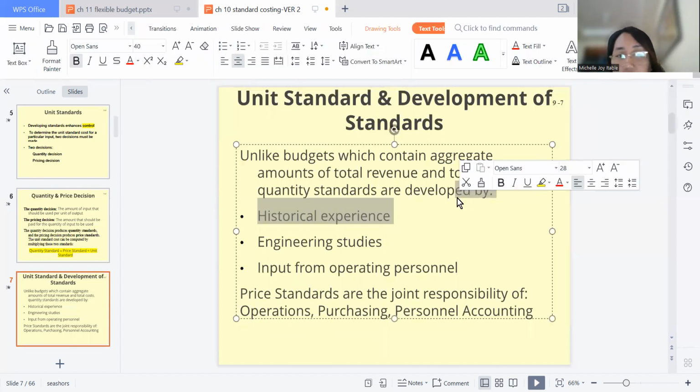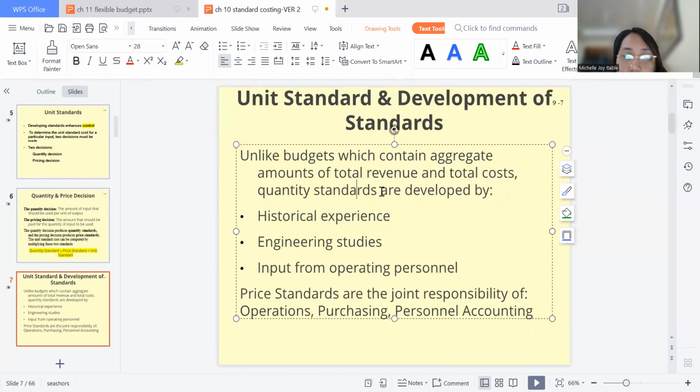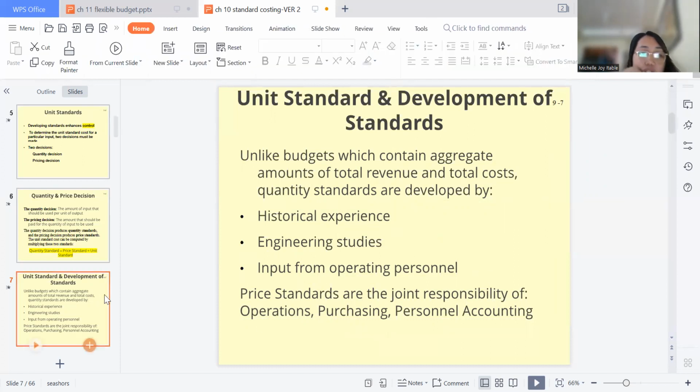So, unit standards and development of standards. Unlike budgets, which contain aggregate amounts of total revenue and total costs, quantity standards are developed by historical experience, engineering studies, and input from operating personnel. Price standards are the joint responsibility of operations, purchasing, and personnel accounting. So that is the basis usually when establishing quantity standards: by experience of the organization.